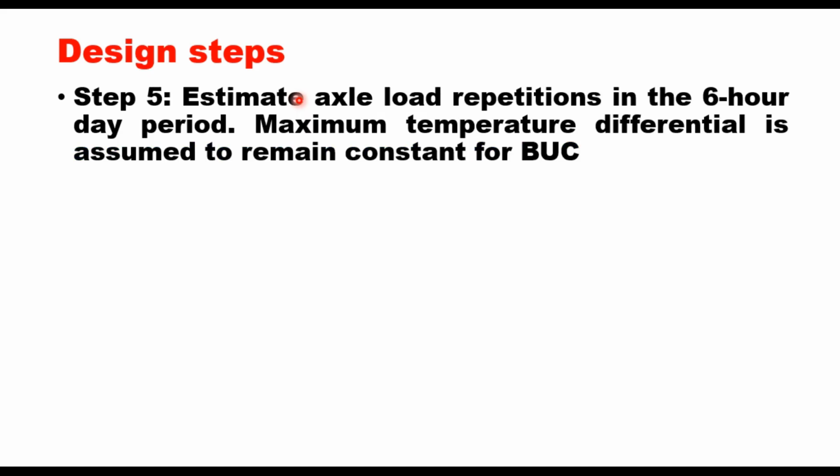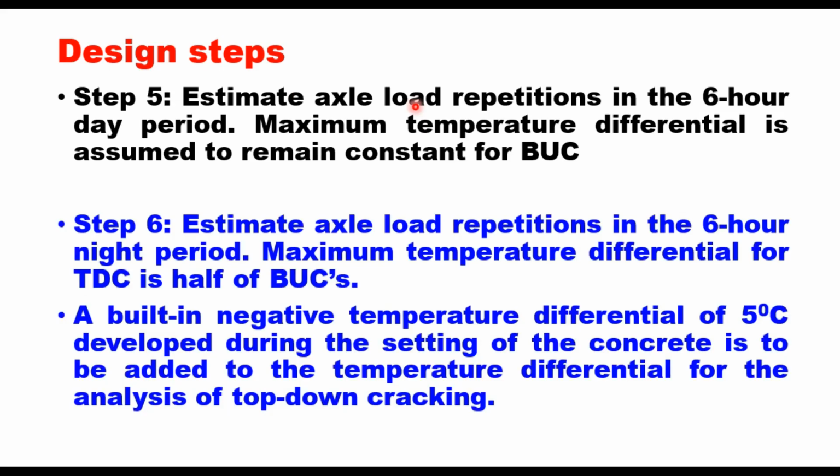Maximum temperature differential is assumed to remain constant for bottom-up cracking. Then the sixth step is to estimate axle load repetitions in the 6-hour night period. Maximum temperature differential for TDC is half of BUC. A built-in negative temperature differential of 5 degrees centigrade developed during setting of the concrete is to be added to the temperature differential for the analysis of top-down cracking. That means temperature differential for top-down cracking is half of the temperature differential for bottom-up cracking plus 5 degrees centigrade.